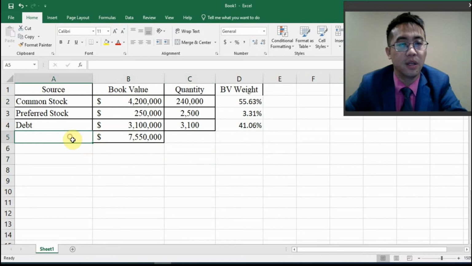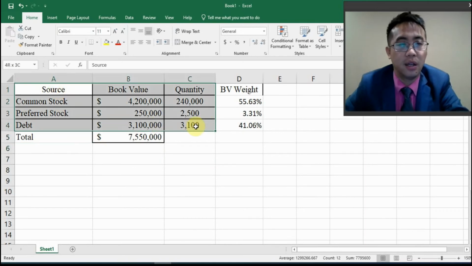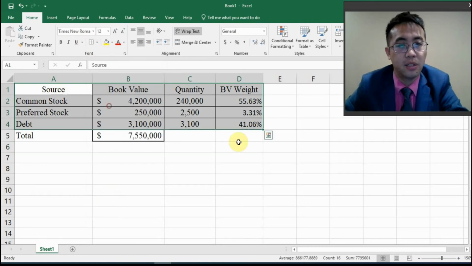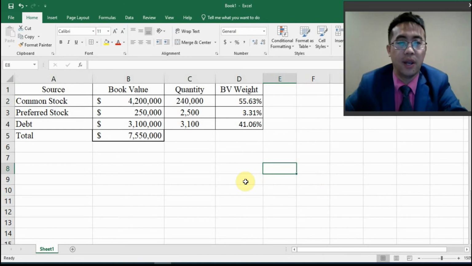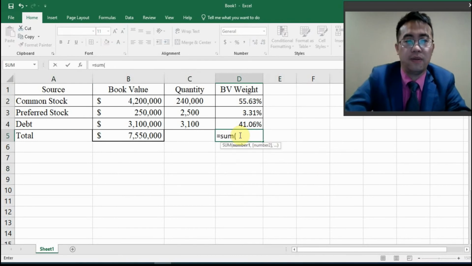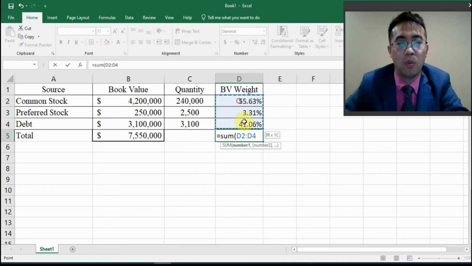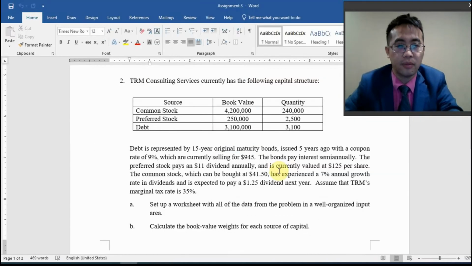Okay, so here is the total. All right, and I can also add the border lines in there to make it look more professional. Okay, so this part is done. As you can see, if you take the total of all these weights, then it is 100%.